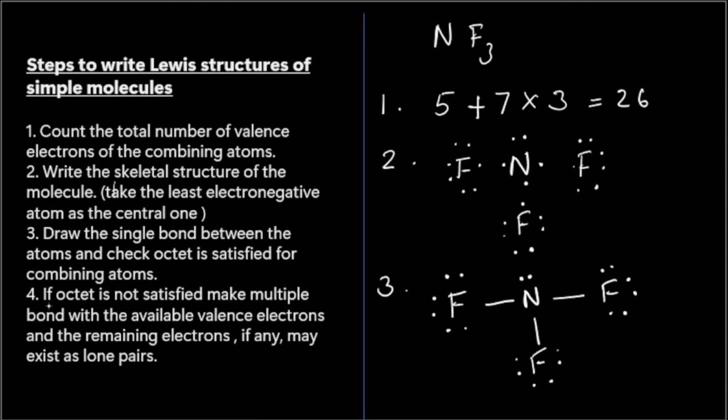The fourth step is, if the octet is not satisfied, make multiple bonds with the available valence electrons, and the remaining electrons, if any, may exist as lone pairs. In the case of NF3, there is no need to make multiple bonds. With single bonds itself the octet is satisfied and the remaining electrons remain as lone pairs. So in this way, using these steps, we can write the Lewis structures of simple molecules very easily.